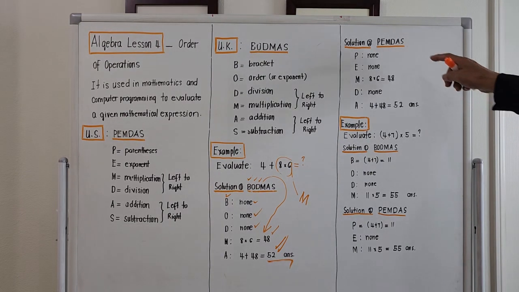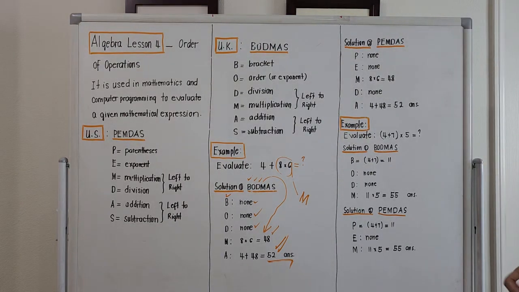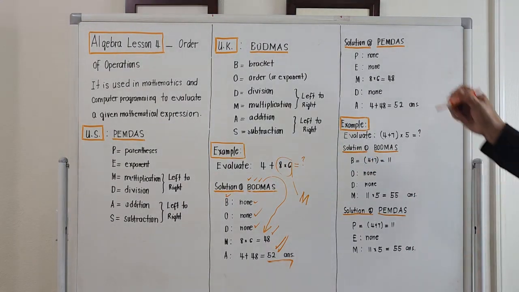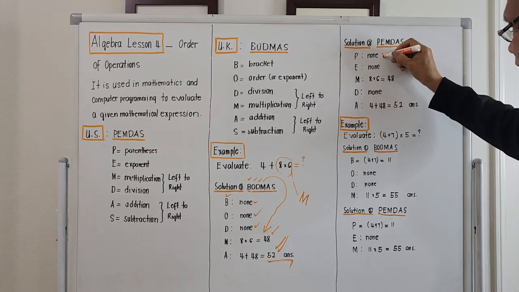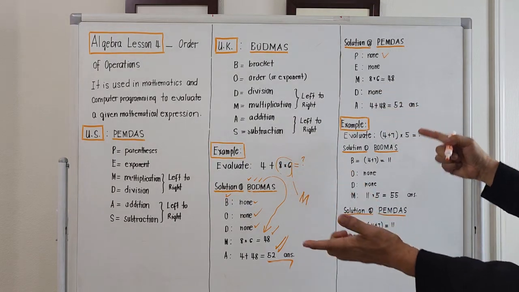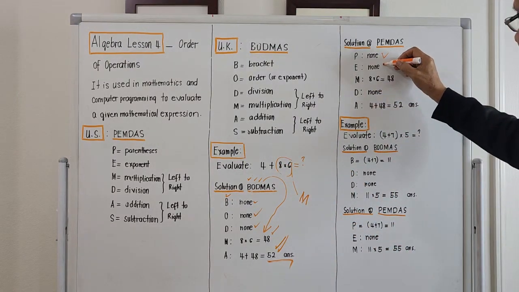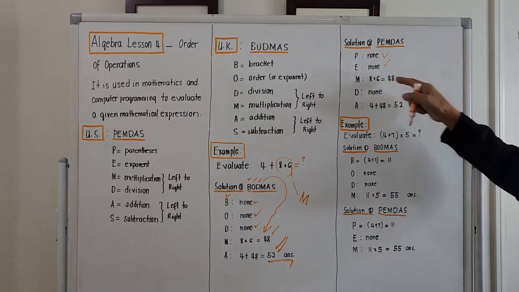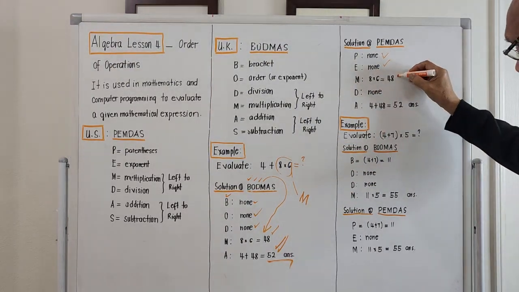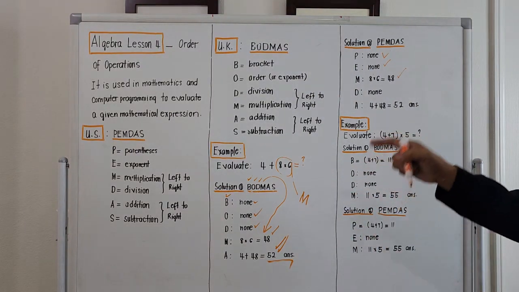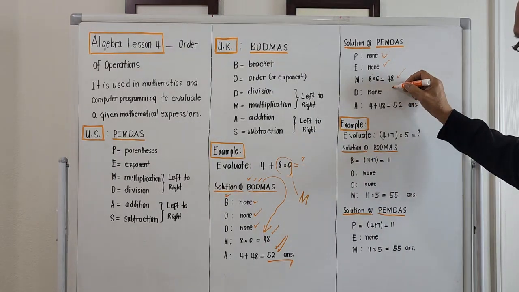Solution number 2 is PEMDAS. From the given mathematical expression, is there a parenthesis? None, right? How about exponent, or what you call order? None. How about multiplication? There is multiplication. It is 8 times 6. So under multiplication, I place 8 times 6, which is 48. Under division, is there an operation division? None.